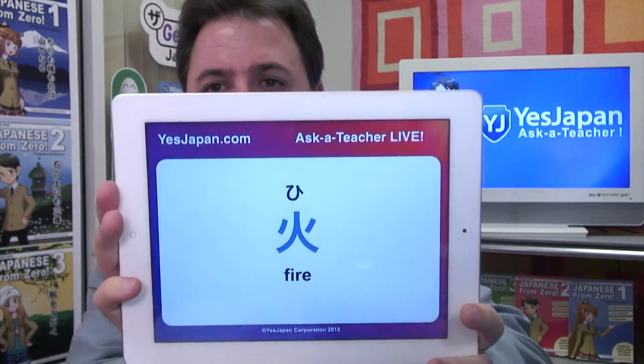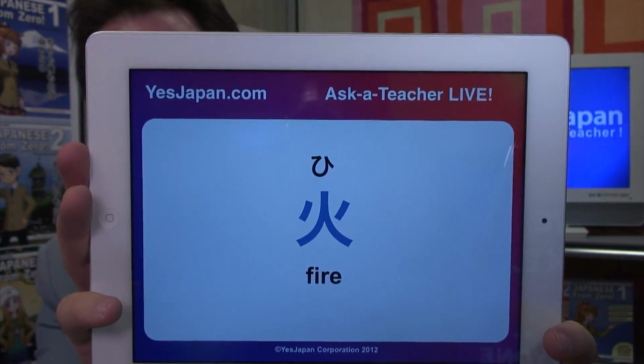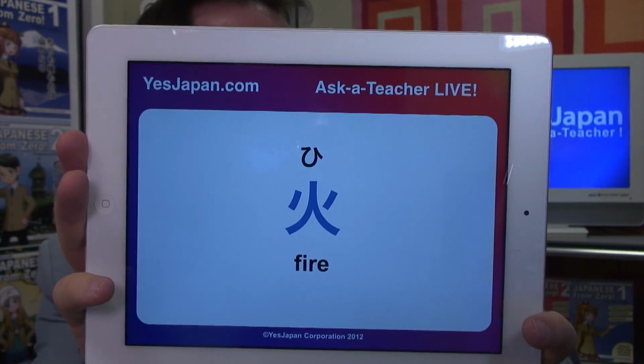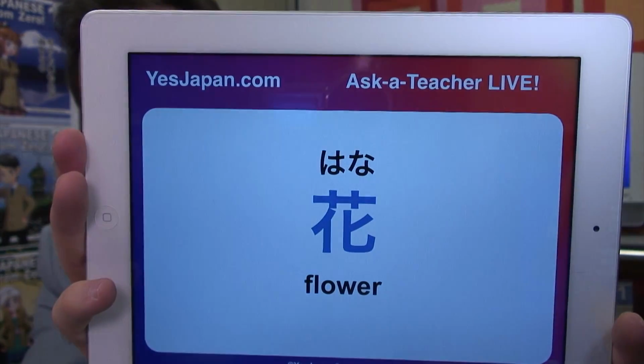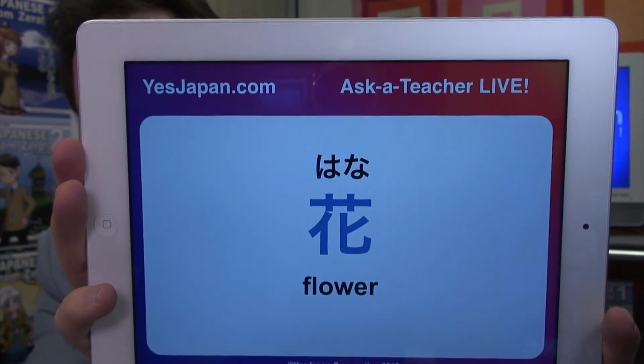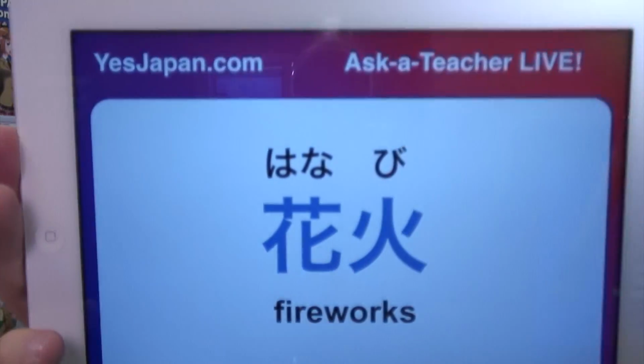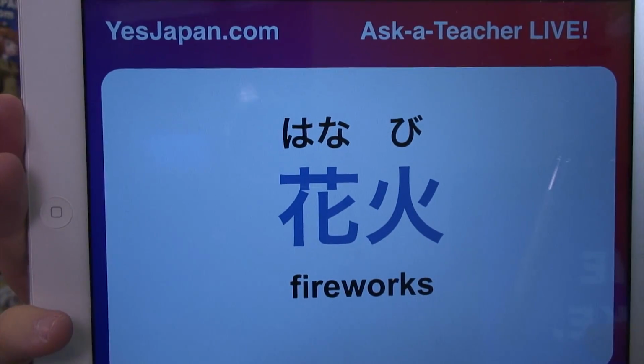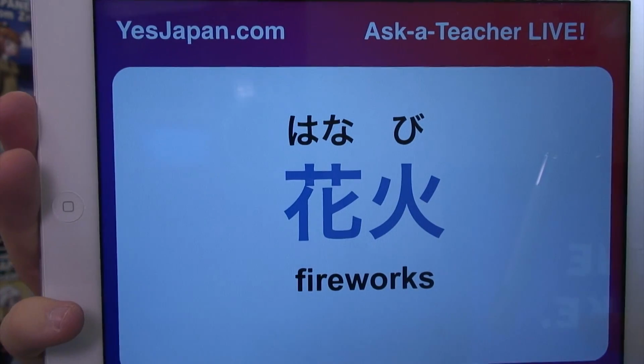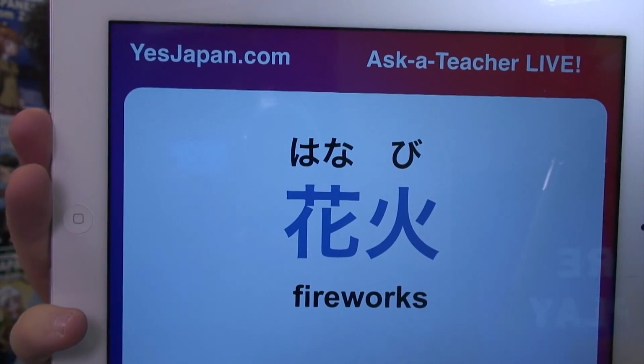So let me show you another famous example that I like to use because it's just really easy to illustrate how this works with these words here. We have hi, which is heat, fire. And then we have hana, right? Now by themselves, they're just normal words, flower and fire. But join them together, and look what happens. You have hanabi. Flower and fire together are fireworks, which is kind of nice and poetic, right?